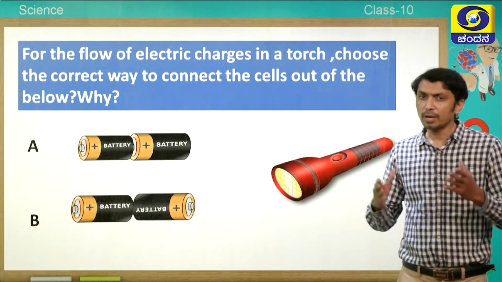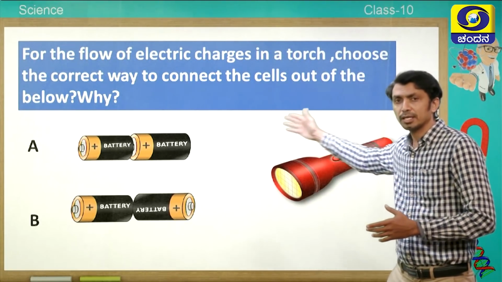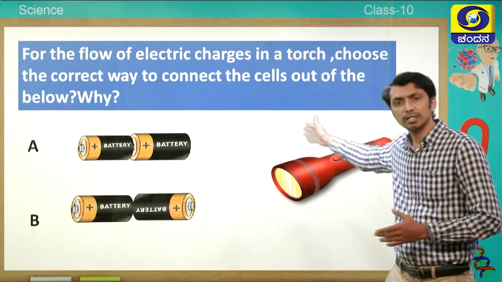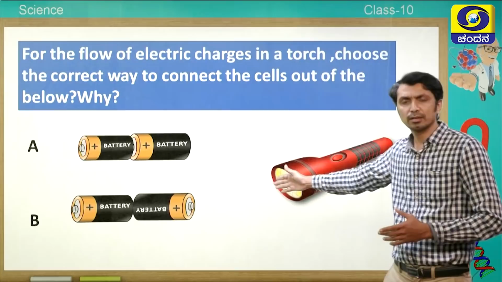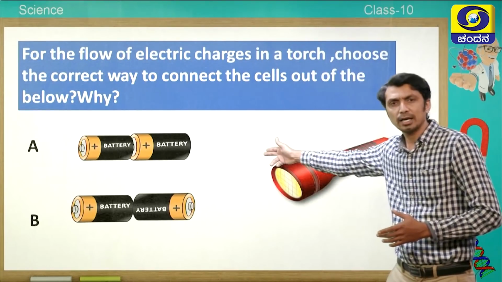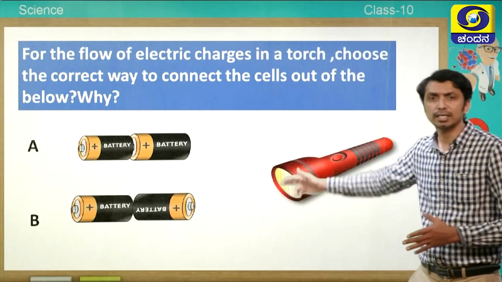Now I want to ask you this question. For the flow of electric charges in a circuit, or in this torch, how should we connect the two cells? How should we connect? Should we connect in this option or in this manner?